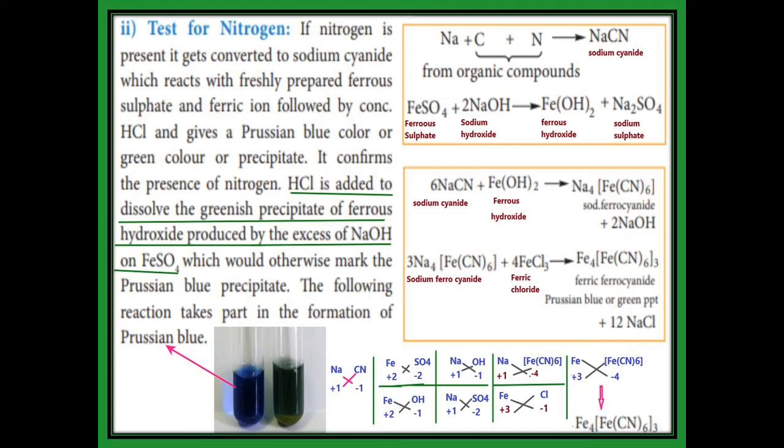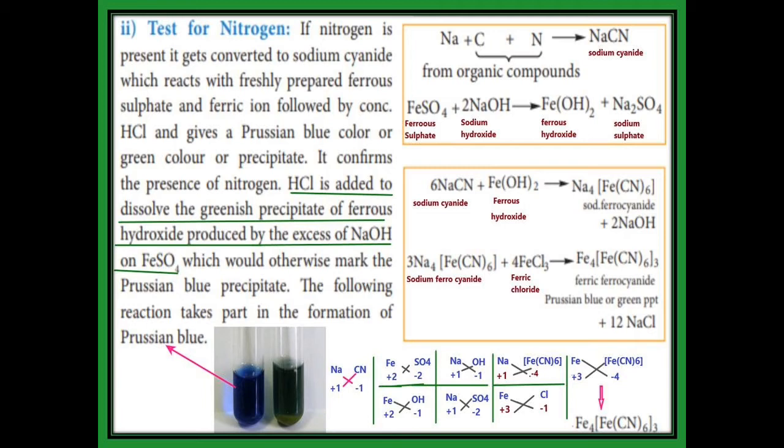SO4 2 minus. And which one is positive in the second one? Na plus. Both are reacted with each other, we get Na2SO4. The same way iron Fe2 plus reacted with the OH minus, it gives Fe(OH)2.